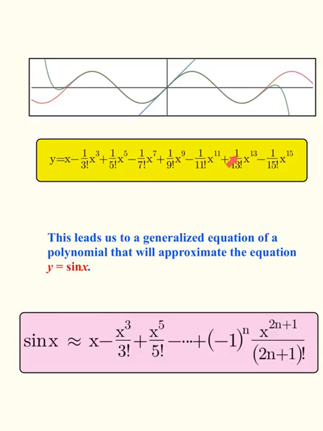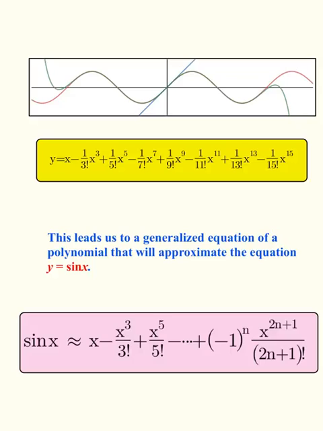And that just continues on. You can see your denominators are going up by odd values, and then the exponents are also going up by odd values. This leads us to a generalized equation of a polynomial that will approximate the equation y equals sine of x. So y equals sine of x is approximately equal to this polynomial.